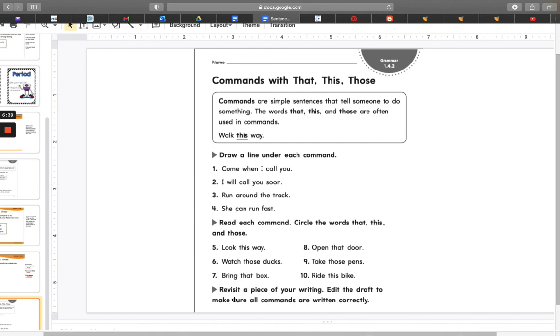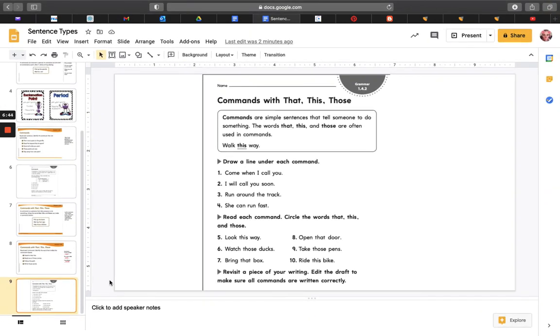Now at the bottom it tells us to revisit a piece of your writing. We're not going to do that today. I want you just to complete drawing the line under the commands and then identifying the words that, this, and those in command sentences.